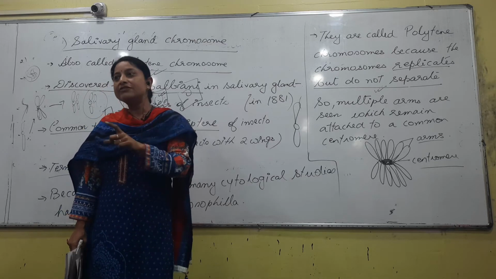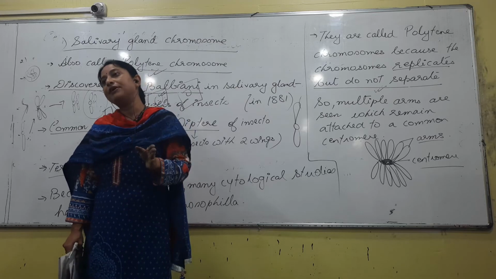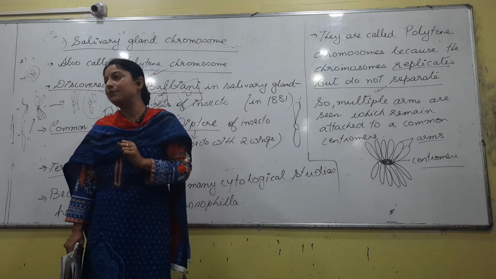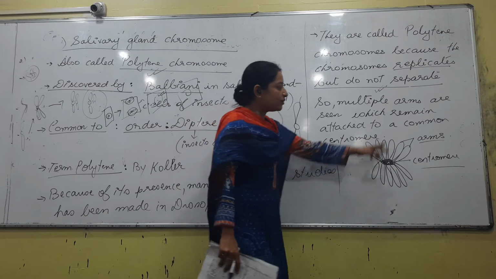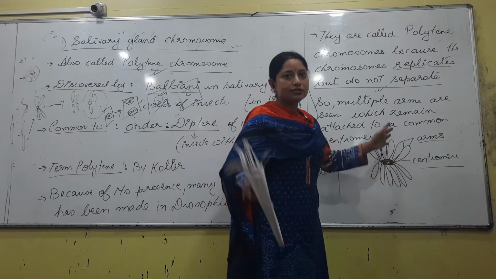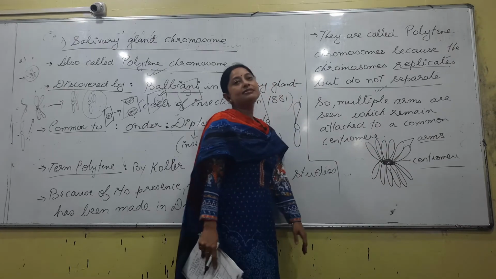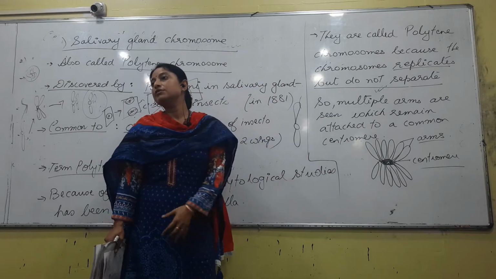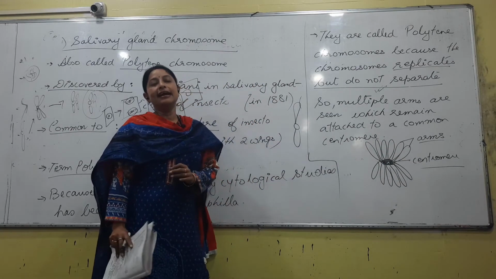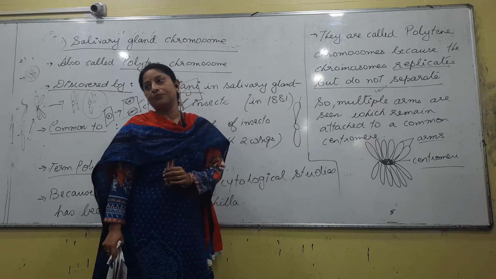Right? If the arms replicate and then they separate, তেতিয়াহ'লে কি হ'ব? Normal normally হৈ যাব, right? কিন্তু ইয়াত replicate কৰি আছে কিন্তু separate হোৱা নাই, so all remain attached to a center point. This structure is called as polytene chromosome, and since it was discovered in the salivary gland, it is called as salivary gland chromosome. Clear?